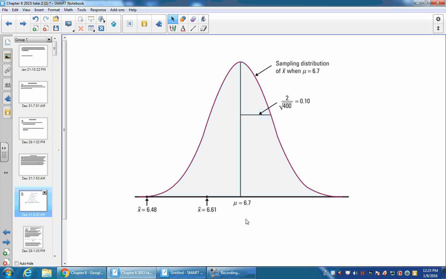So if by chance the mean was 6.7, how often would we get a value like 6.48 if the mean was truly 6.7? Well, that would depend on the standard deviation, which would be 2 over the square root of 400 since it's a sampling distribution. And then when you put this on here, it looks like it won't happen very often. So just by looking at this, we can say it seems fairly rare that this occurs.